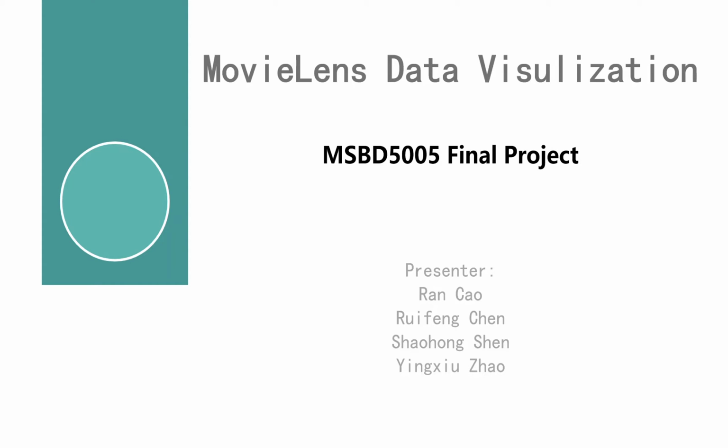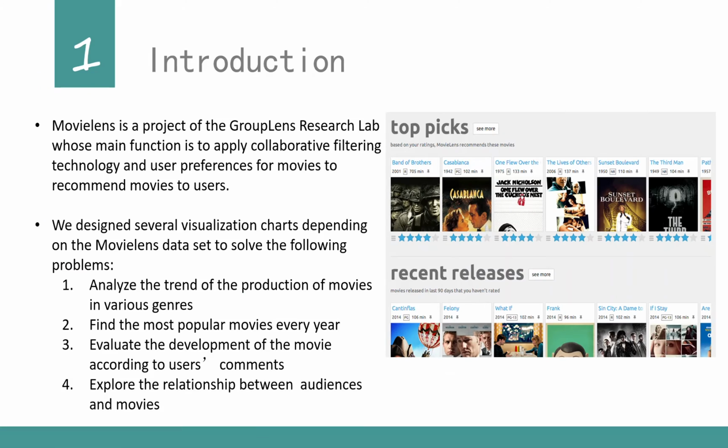Hello everyone! In this video, we are going to present our group project, and our topic is Movie Lens Data Visualization. Movie Lens is a project of Group Lens Research Lab. Its main function is to apply collaborative filtering technology and user preference to recommend movies.